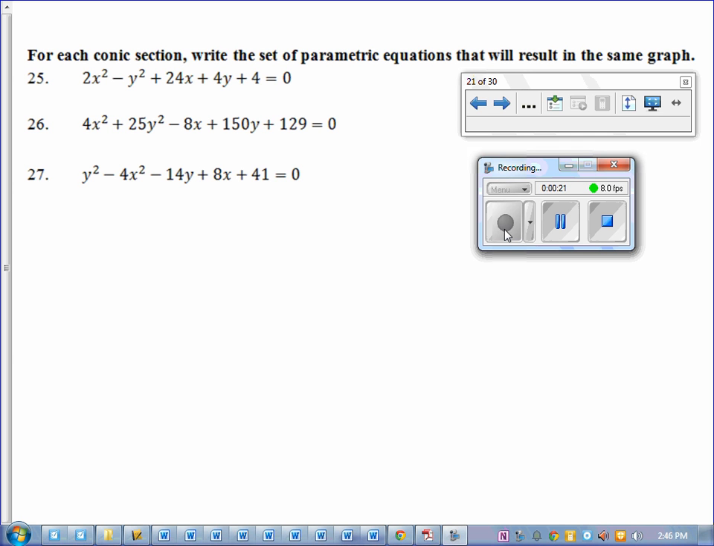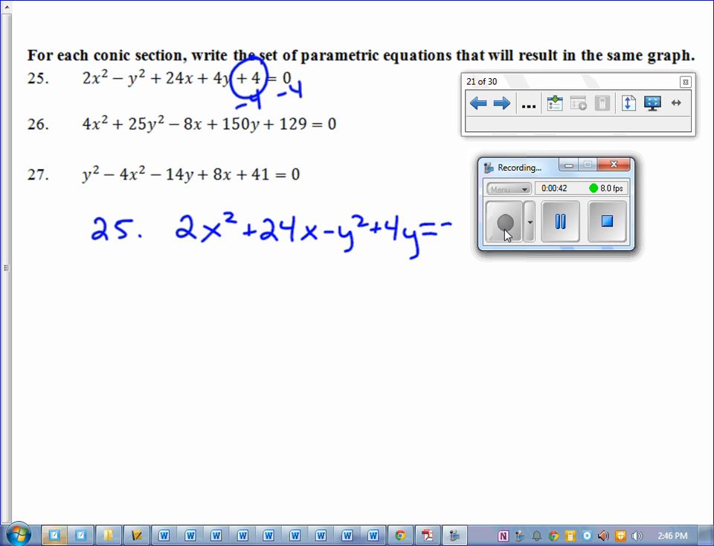The easiest way to put it into parametric form is to convert it from the standard form where it equals 1. So we're going to take number 25, and to convert it to standard form, we're going to use a technique called completing the square. We're going to group the x terms together, and we're going to group the y terms together. And then this constant term, the plus 4, we're going to move it to the other side by subtracting.